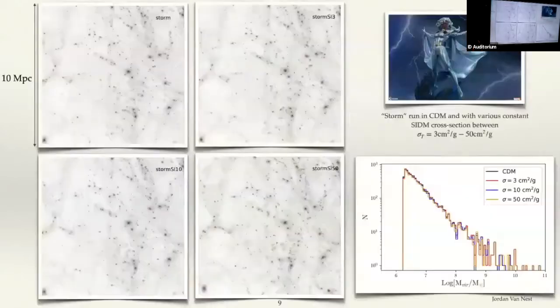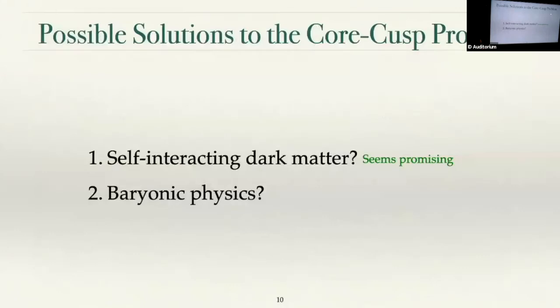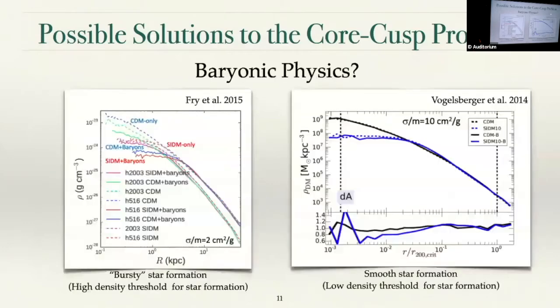Here's another way that you can see this, a simple way to see this. So this is again storm at the top, and then these are the runs. So these are density maps, dark matter density maps with the various cross sections. And over here on the right, I'm showing an integrated mass function. And you see that the integrated mass functions between CDM and the various SIDM runs are consistent. Okay, so self-interacting dark matter seems promising as a solution to the core-cusp problem. Now, what about baryonic physics?